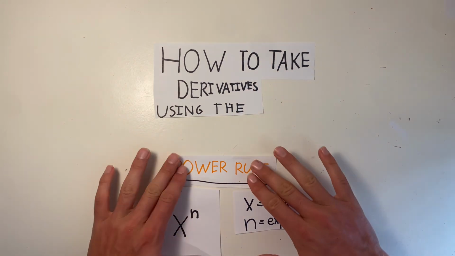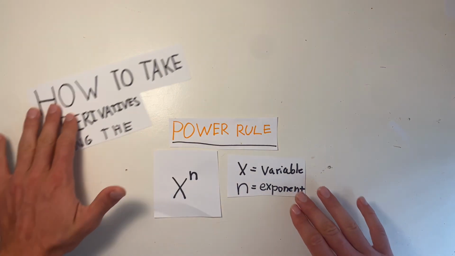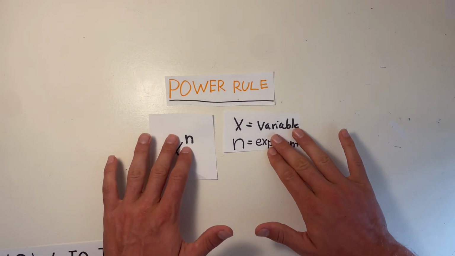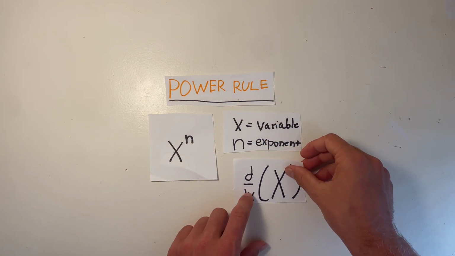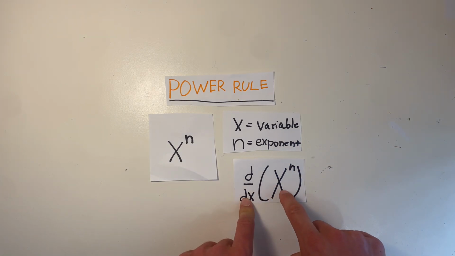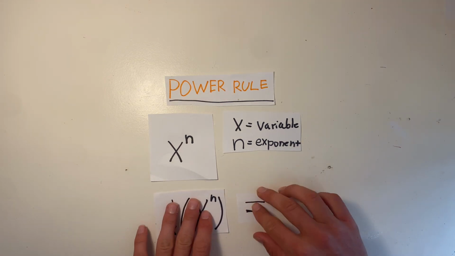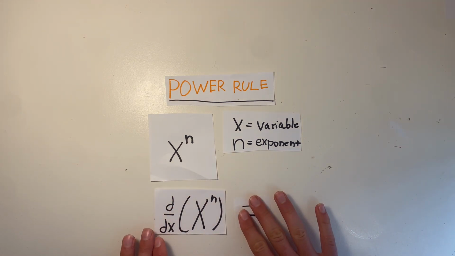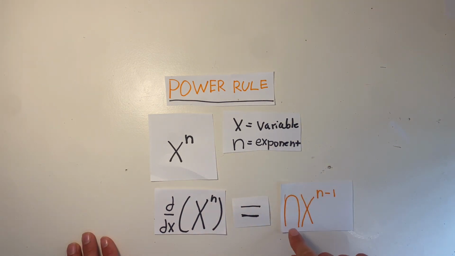Let me just move this up to make room. So what the power rule states is that the derivative, so if you haven't seen this notation, go watch my video on derivative notation. This is saying the derivative of the function x to the n equals n times x to the power of n minus 1.